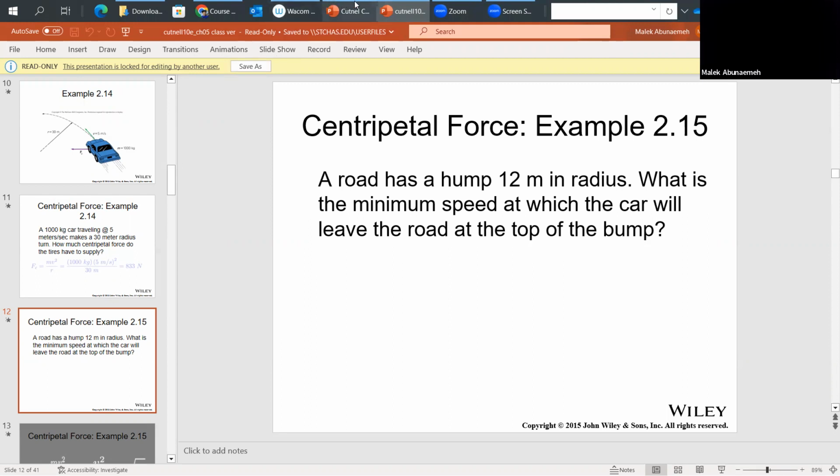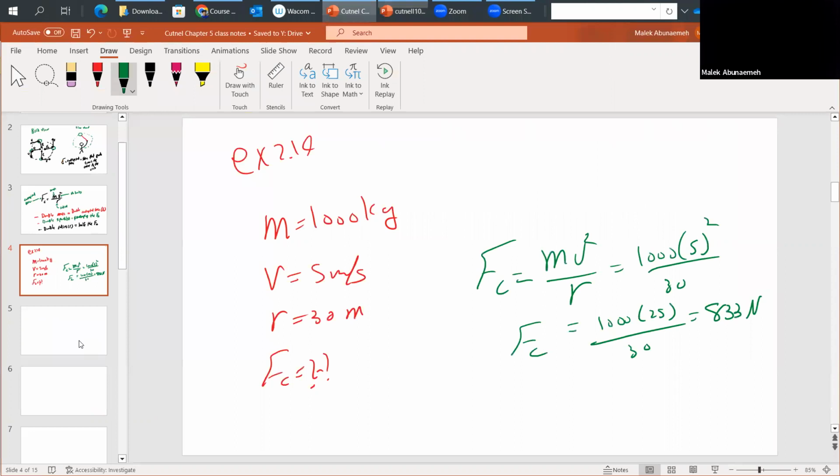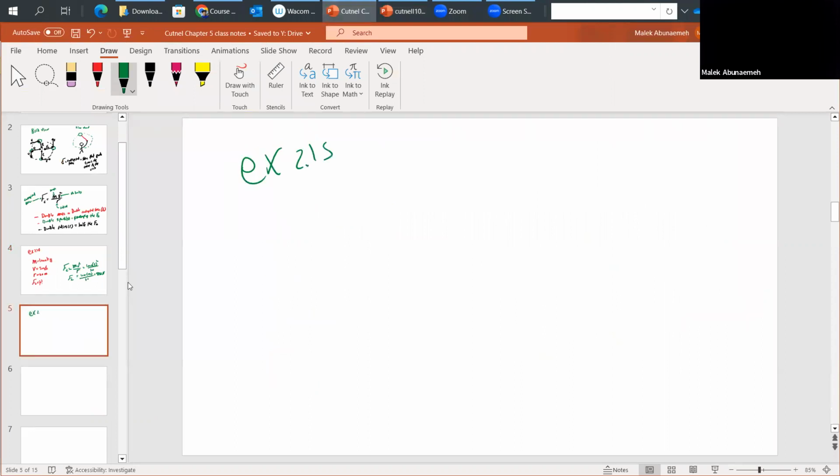So in this question, example 2.15, you have your radius as 12 meters. And we're looking for your minimum speed that you're going in. Let me go ahead and write this down. And now the third thing is we write down the equation. Well, your FC is going to equal your mv squared over r. Unfortunately, we don't have the mass.